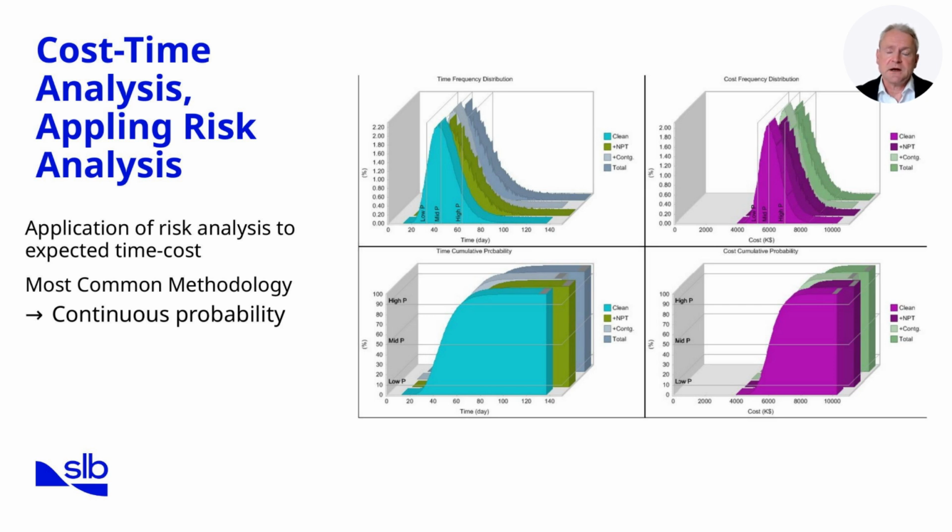By applying cost-time analysis, project teams can better prepare contingencies, negotiate contracts, and align expectations with stakeholders. A contractor may prefer to plan around the P50 estimate, while the operator might budget closer to P90 to ensure funding covers worst-case scenarios. Continuous probability is not an abstract concept, it is a daily tool for forecasting. Next, we'll examine how risk assessment moves from initial identification to understanding residual risk after controls are applied.